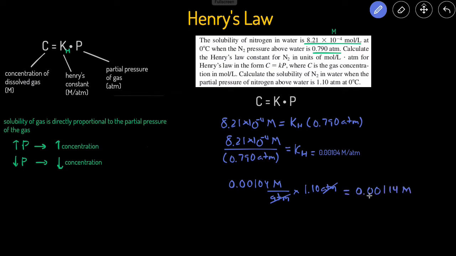You see that the new concentration, if we turn this into scientific notation, we move the decimal point over 3 times, so 1.14 times 10 to the negative 3 molar.